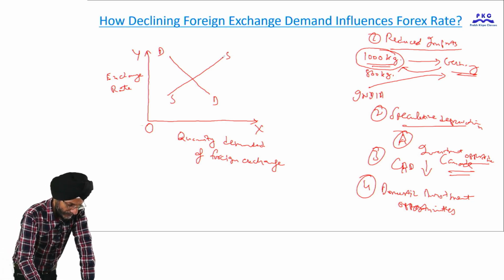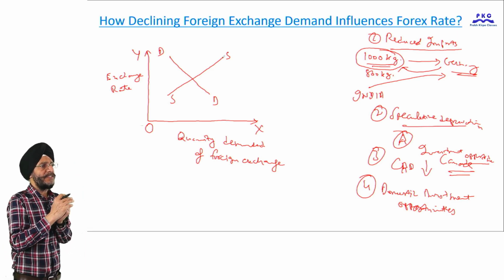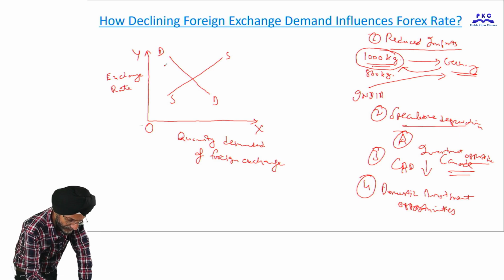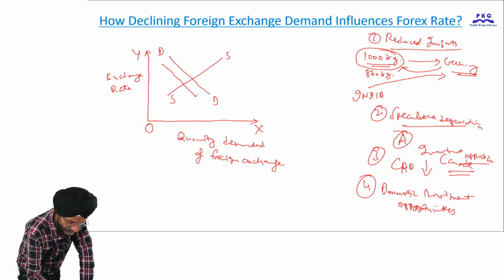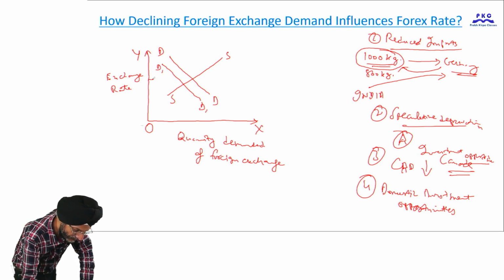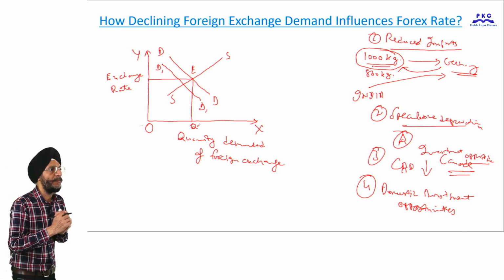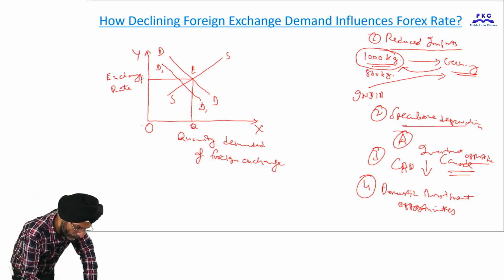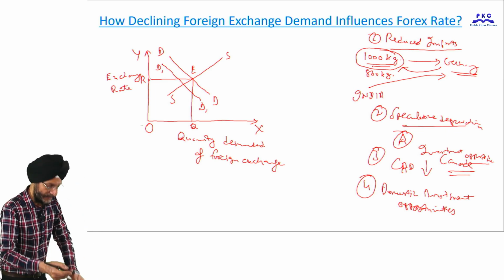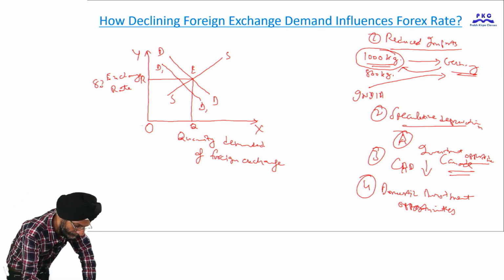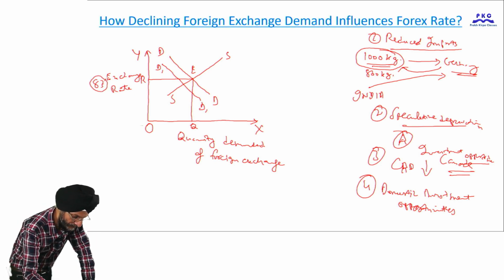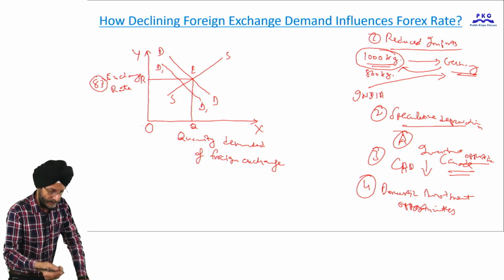So when the demand decreases, what happens? When demand decreases, the demand curve shifts to the left. This is the new demand curve. Earlier, E was the equilibrium point and OQ was the quantity of foreign exchange demanded and OR was the exchange rate. Say it is 83. The exchange rate is 83.